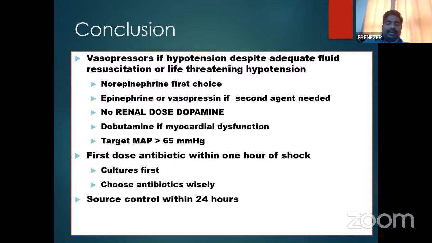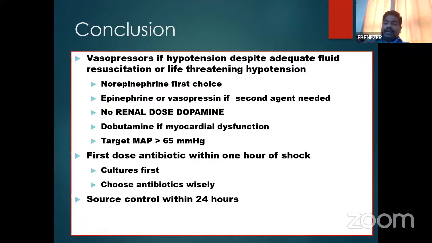First dose antibiotic as early as possible, within 1 hour of shock. Please do cultures first. Don't delay cultures. Try to take the cultures as early as possible. Whenever you're doing cultures, 2 sets or 3 sets of culture are needed, so either 4 bottles or 6 bottles, with 2 bottles of aerobic and 2 bottles of anaerobic, and each bottle should contain 10 ml of blood. If you take 40 ml of blood, you will get some growth. There is no use in taking 5 ml, 6 ml, or 7 ml of blood.